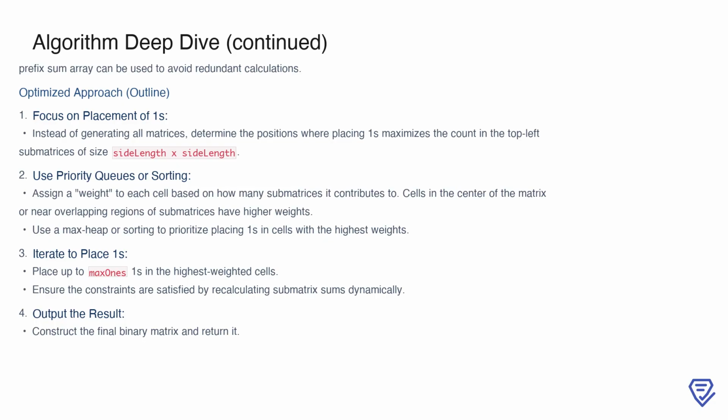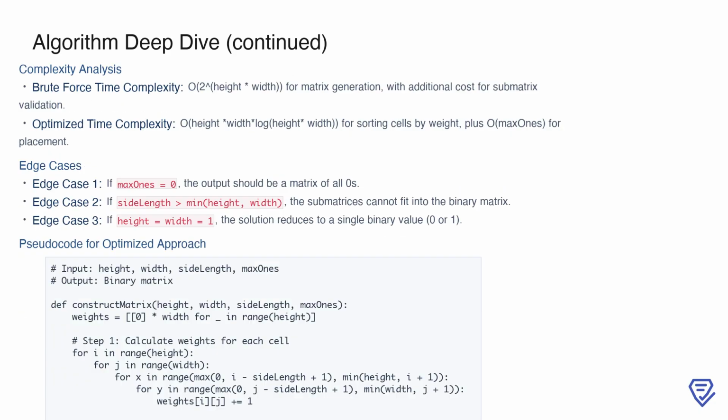This ensures that the constraints are satisfied without the need for exhaustive validation. Once the ones are optimally placed, the resulting binary matrix is constructed and returned as the final solution. Now, let's analyze the complexity of these approaches and consider potential edge cases.